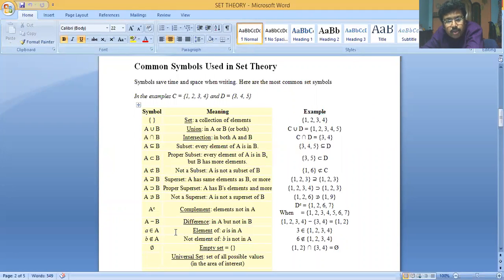A belongs to A. Element of A is in A. 3 belongs to this set. This is a set, suppose 1, 2, 3, 4, set C, and 3 belongs to this set. So this symbol represents belongs to. Now this represents does not belong. So look, 6 does not belong to C set, 1, 2, 3, 4. 6 does not belong to.